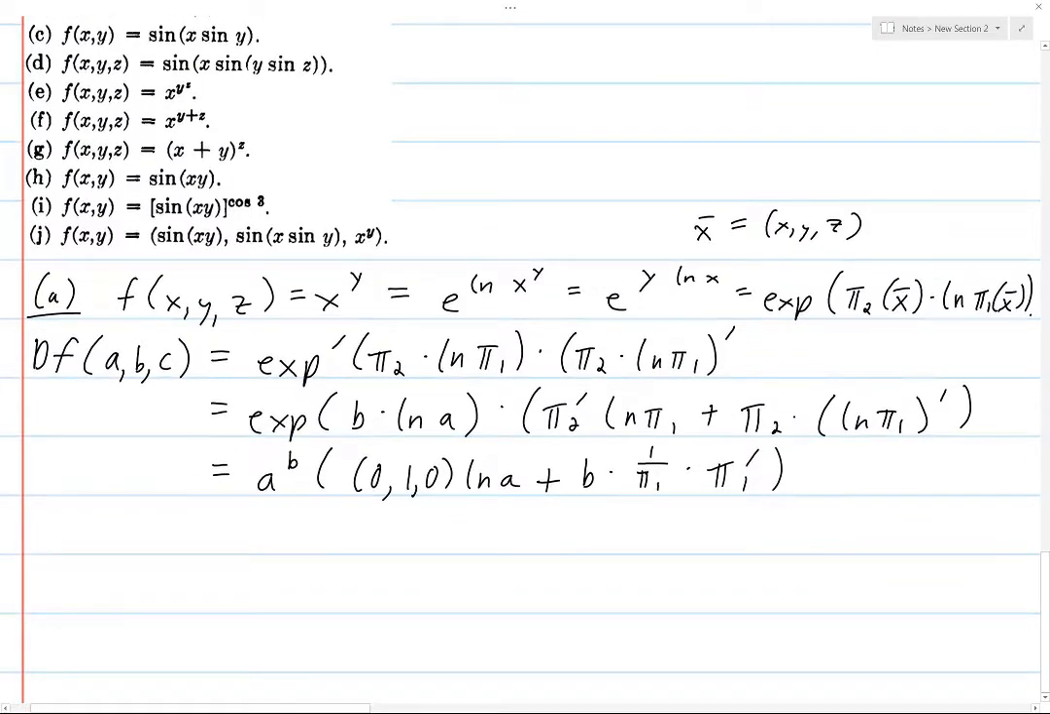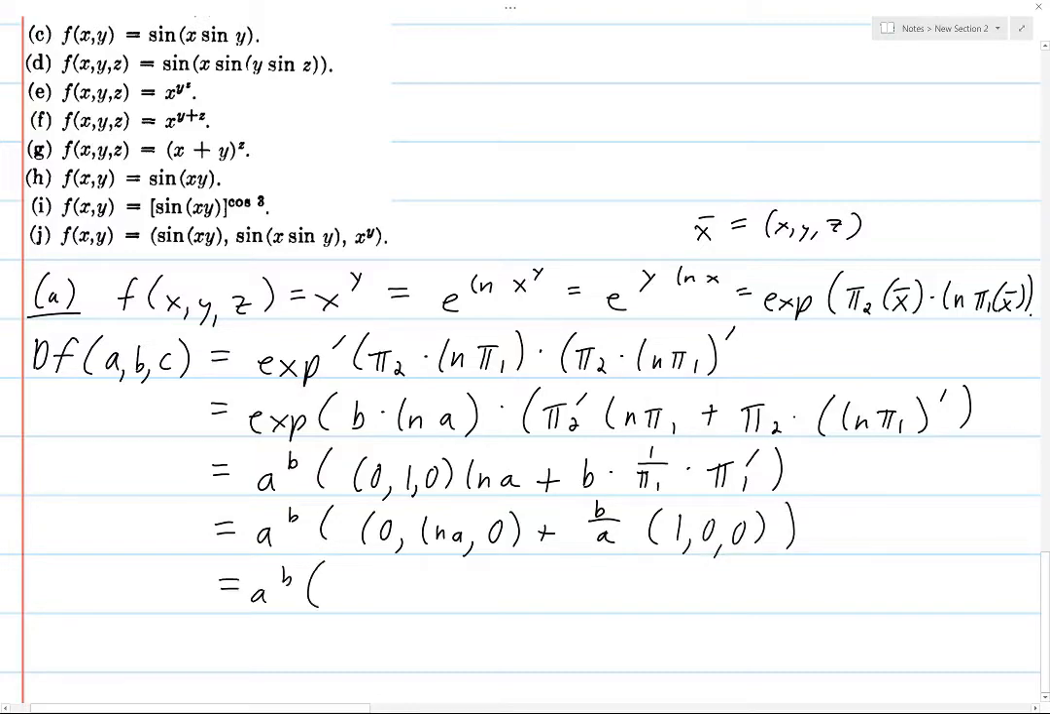Okay? So now we've got a to the b, and if you take (0, 1, 0) and multiply by the natural log of a, you get (0, natural log of a, 0). Plus, now we've got b times 1 over pi 1. Well, pi 1 we can evaluate to a, so this is going to be b over a, and we multiply by pi 1 prime, which is (1, 0, 0). Okay, so now we have a to the b times (0, natural log of a, 0), and we add b over a.